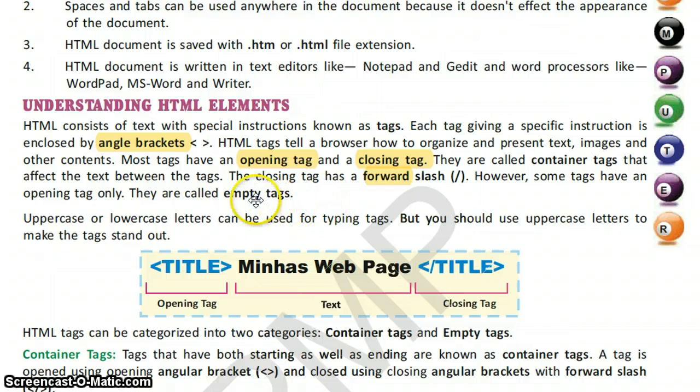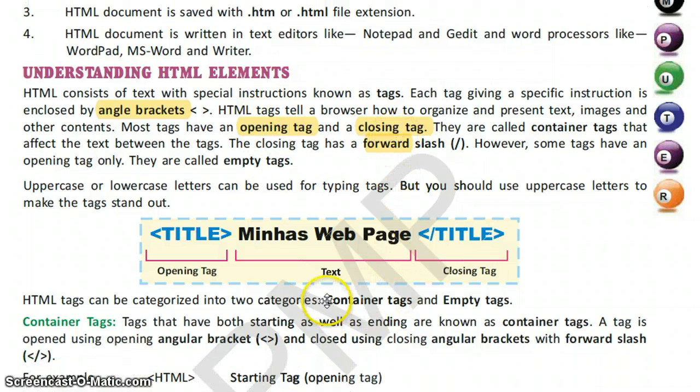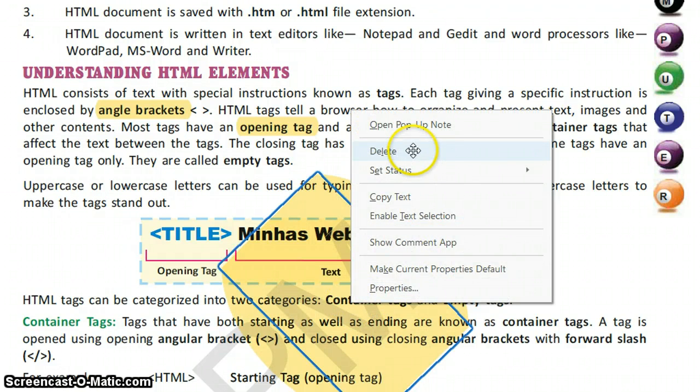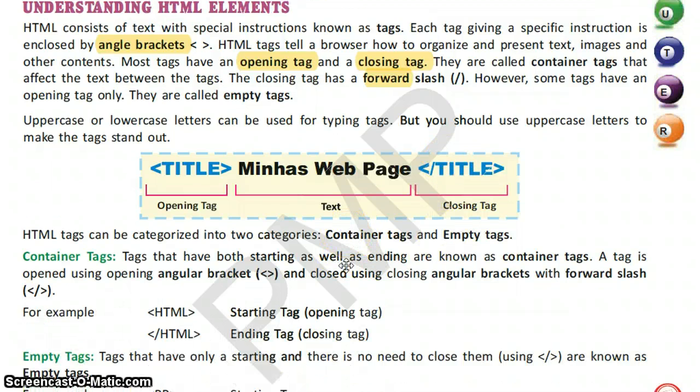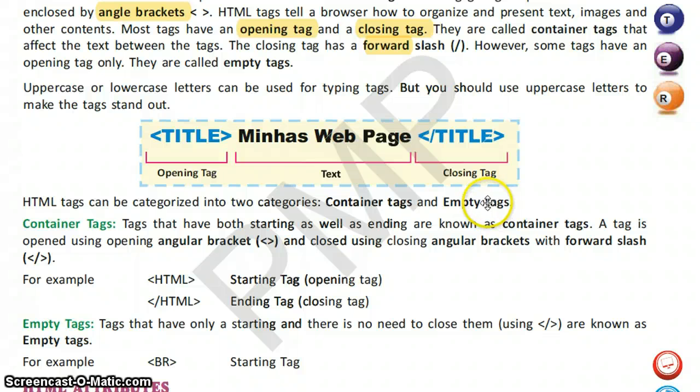Now, the tags which consist of both an opening tag as well as a closing tag are called container tags. And the tags which do not have a closing tag, which have only an opening tag, are called empty tags. So here it is written, what are container tags? Tags that have both a starting as well as an ending tag are known as container tags.